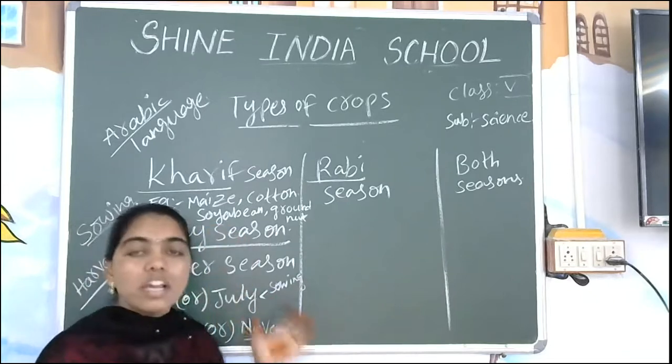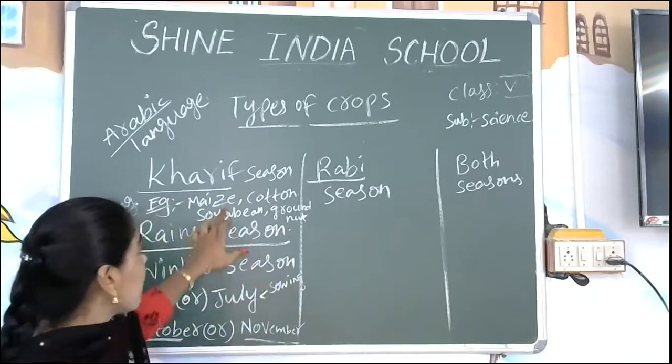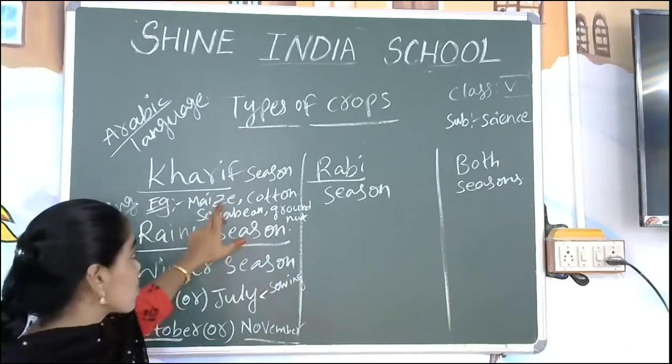When are they going to be sown? Yes, in the rainy season. What are those plants or crops? Yes, the first one is maize.